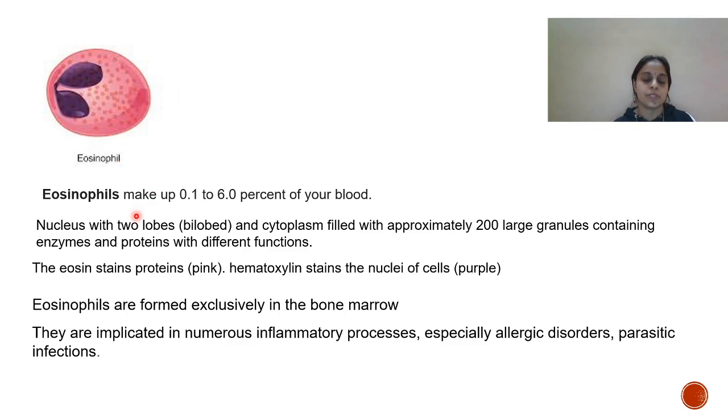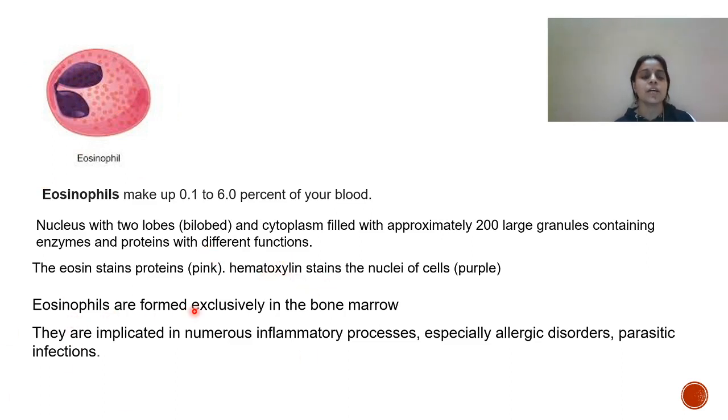Coming to eosinophils. Eosinophils make up around 0.1 to 6% of our blood. The nucleus has two lobes. You can see two lobes; it is bilobed. The cytoplasm is filled with approximately 200 large granules containing enzymes and proteins with different functions. These stain pink in color, which is the protein, and the nucleus will be purple, because of hematoxylin stains.